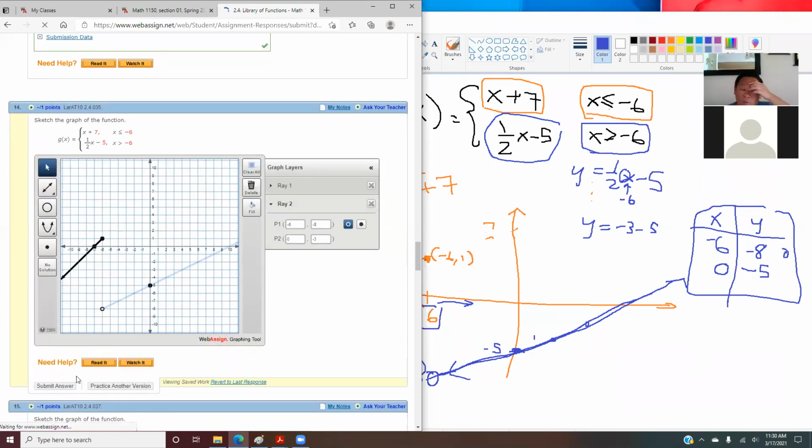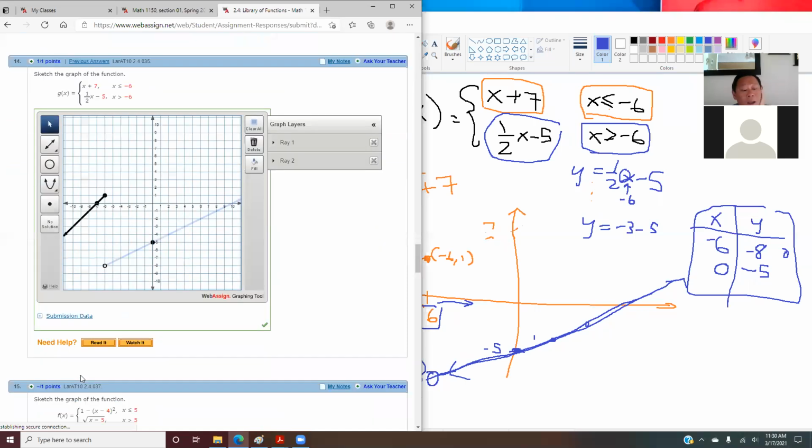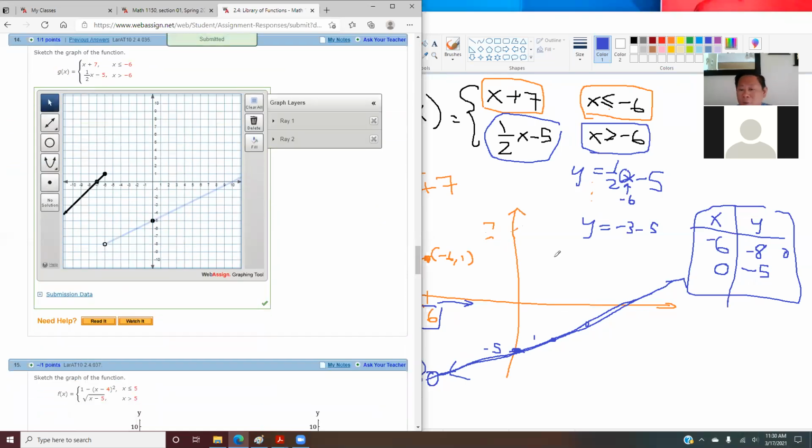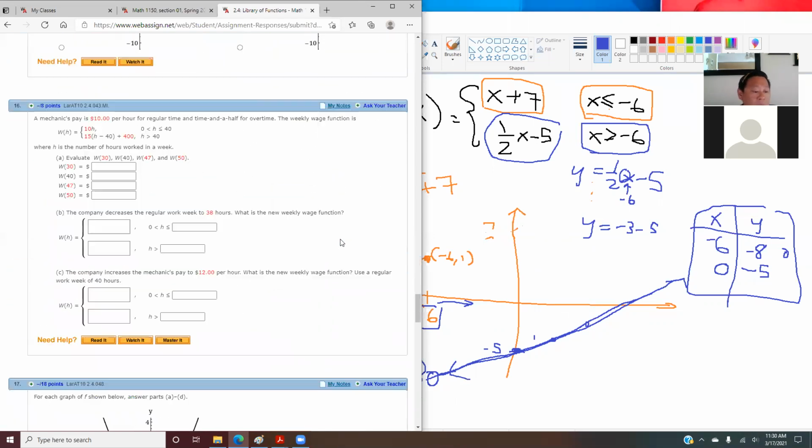So it takes more time to draw this in your homework than to do it on your paper. In your task, I will give you a graph paper like this. You just draw it by hand. You all right? Yep. This is what we call a piecewise function.